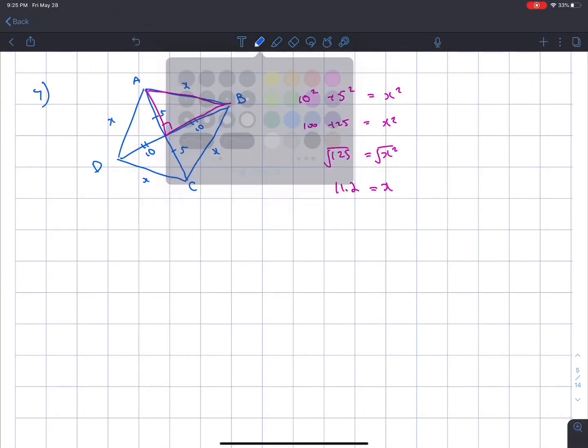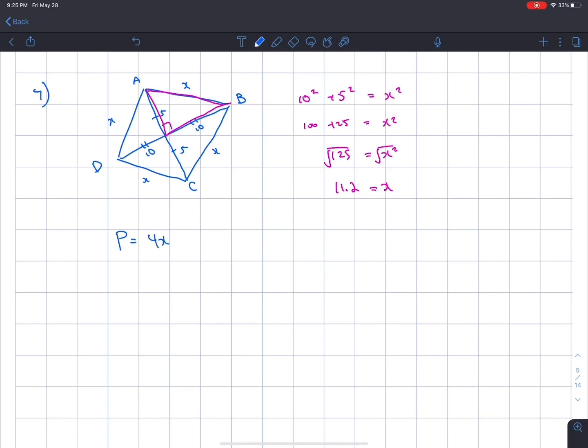So the perimeter of the rhombus is just 4x. We figured out x equals 11.2, so we just multiply with the calculator. We get 44.7 centimeters. I got 44.7 because I kept all the decimals on my calculator. If you didn't keep all the decimals, you'll get 44.8. But I think you're supposed to keep all the decimals because now you're in grade 8, you're in high school already.